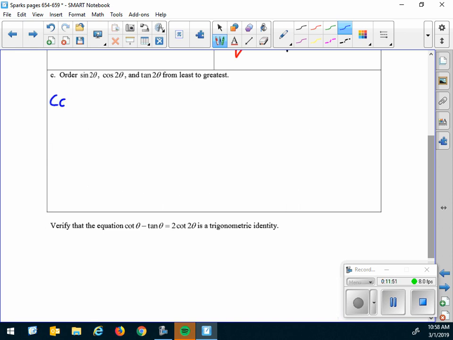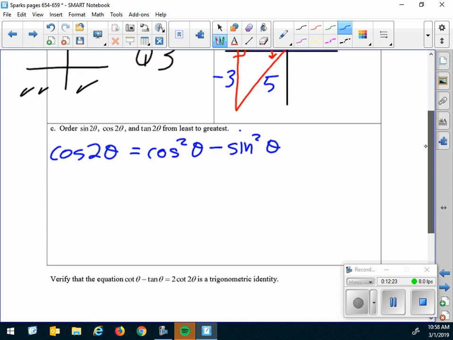Cosine 2 theta. I got 3 different formulas. How do I know which formula to use? In a case like this, it doesn't matter squat which formula I use. I can pick any one of them. You pick the one you want to use. I'm going to pick the first one, cosine squared theta minus sine squared theta. But you use any one you want, you're going to get the same answer because those are all identities.